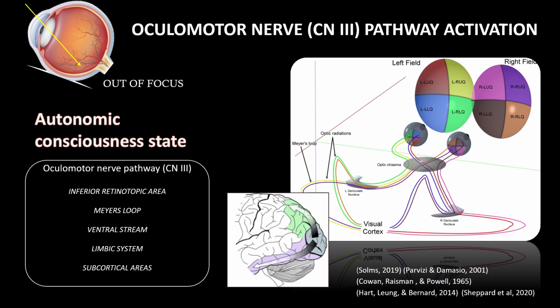The oculomotor nerve signals begin in the inferior retinotopic areas and travel through the Meyer's loop, following through the ventral stream, which is connected to subcortical areas, the limbic system. This pathway activates the autonomic consciousness state.